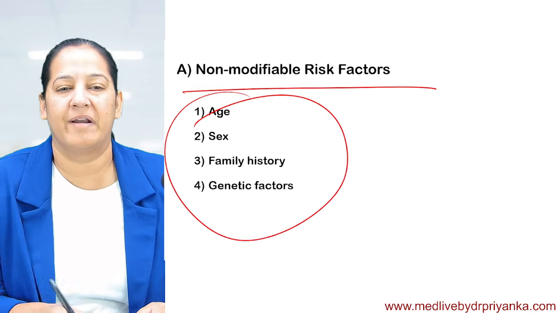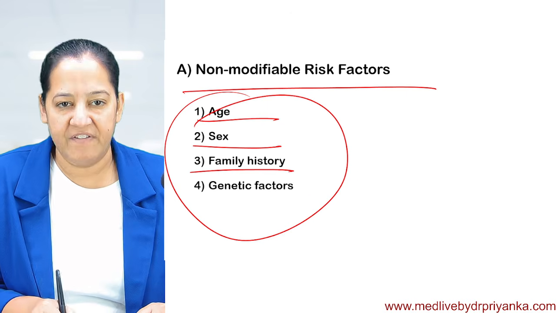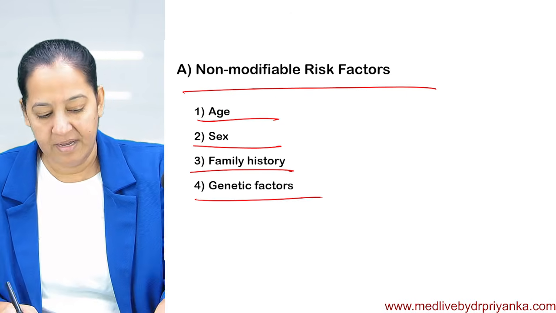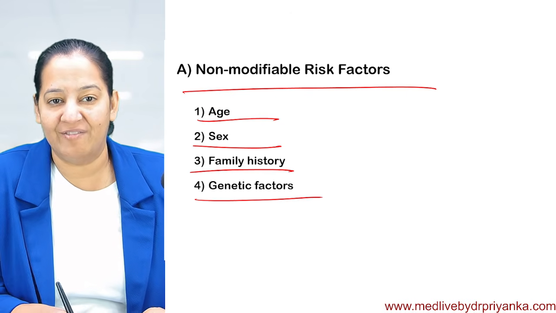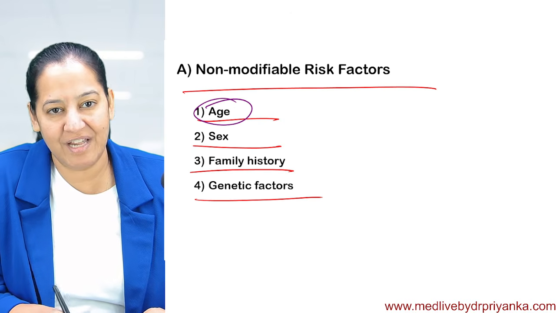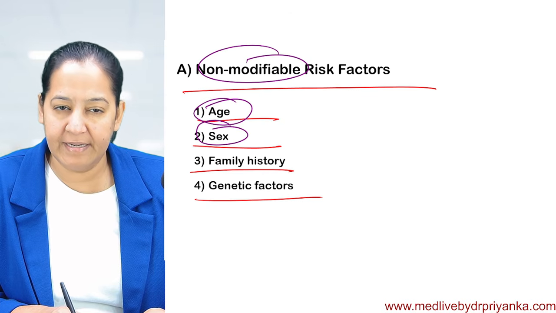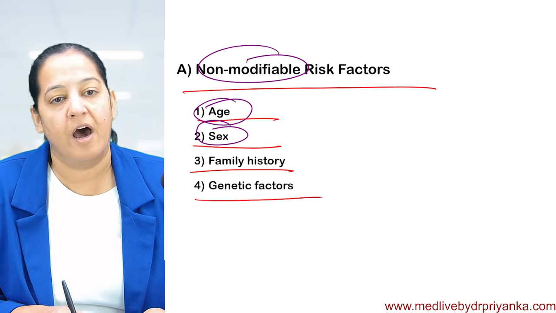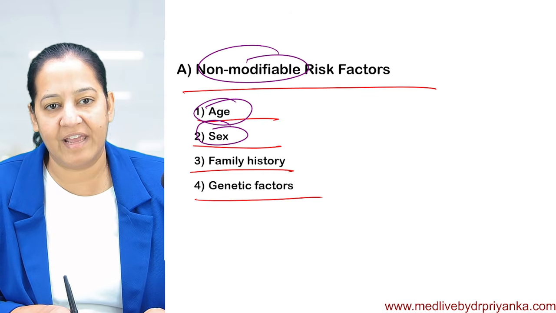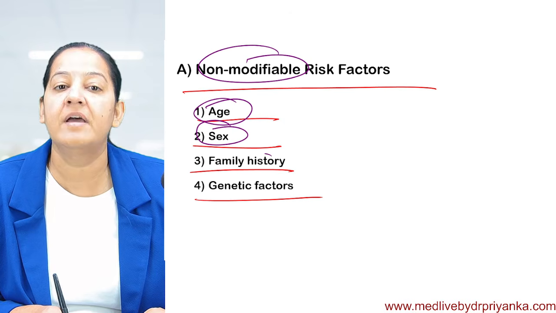There are 4 non-modifiable: age, gender, family history, and genetics. Now you can understand. Can you change your age? I wish we had a time machine, but no, we cannot change our age. That's why it's non-modifiable. Can you change the gender? Although gender-change surgeries are possible nowadays, overall gender cannot be changed without surgeries.